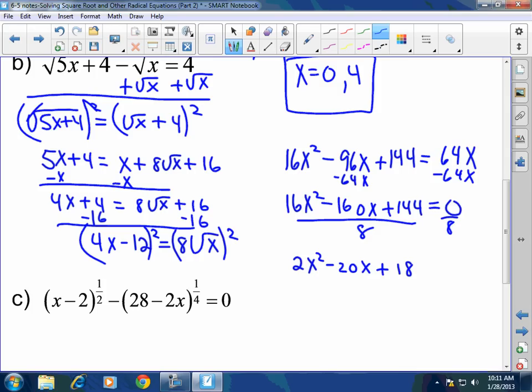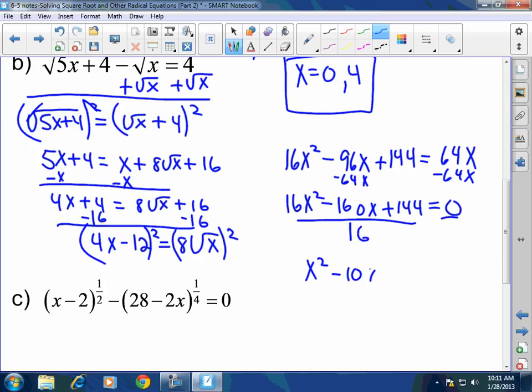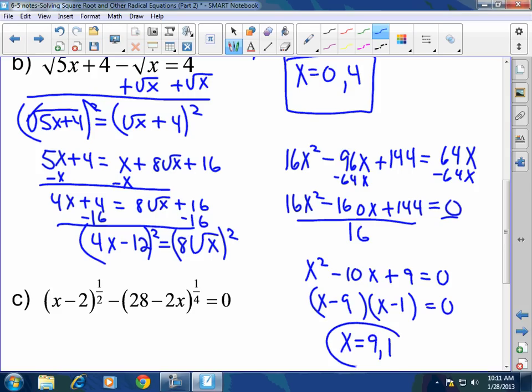Actually, I should have just divided everything by 16, guys. Let's do this by 16, actually. Just realize 16 goes into everything evenly. So I'm going to have x squared minus 10x plus 9 equals 0. So I've now got x minus 9, x minus 1 equals 0. So x equals 9 and positive 1 because of the zero product property.